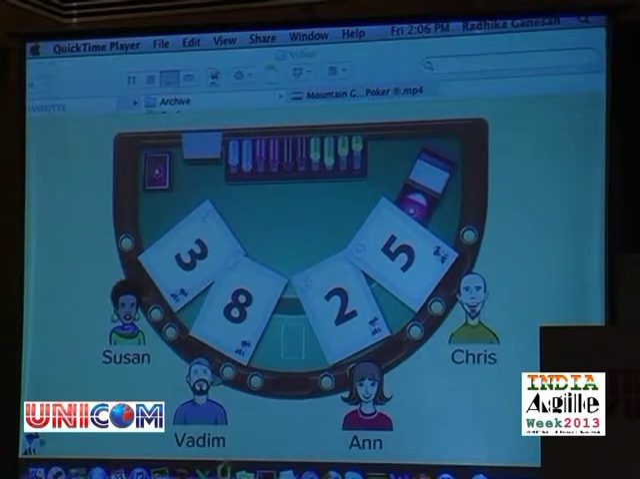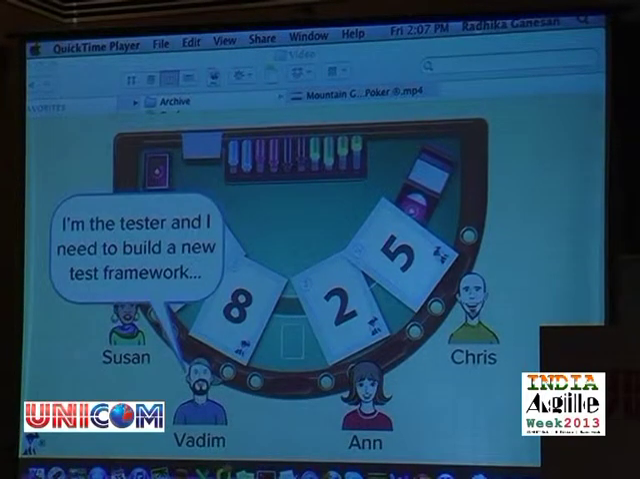At this point, I really want to hear from the outliers. Why an 8? Why a 2? Anybody can talk, but in this case, I would really want to hear from Vadim and Ann. Vadim might say, well, I'm the tester on this project, and this is going to be really hard to test. I need to build a new test framework, and so on.